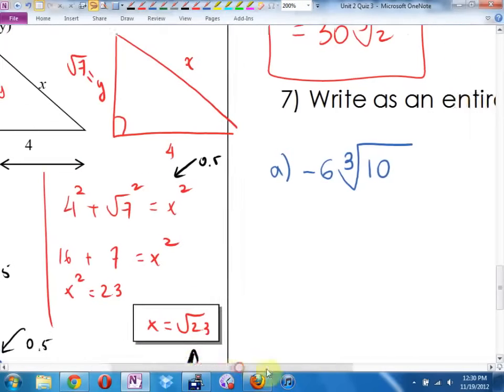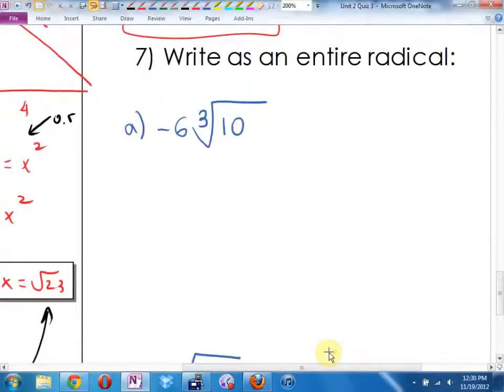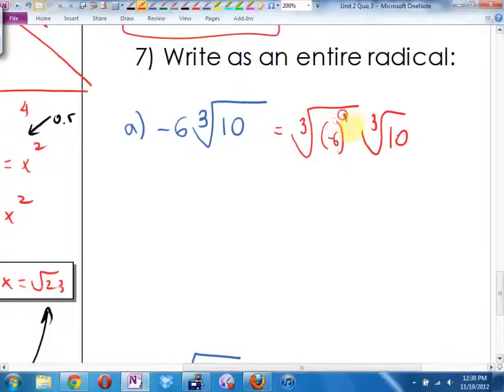Okay. Well, there's going to be a cube root of 10. How can I write a negative 6 as a cube root? Sorry? Negative 216. How'd you get that? You're right. How'd you get that? It really is going to be negative 6 cubed, and the fact that that and that are both 3's is not a coincidence.